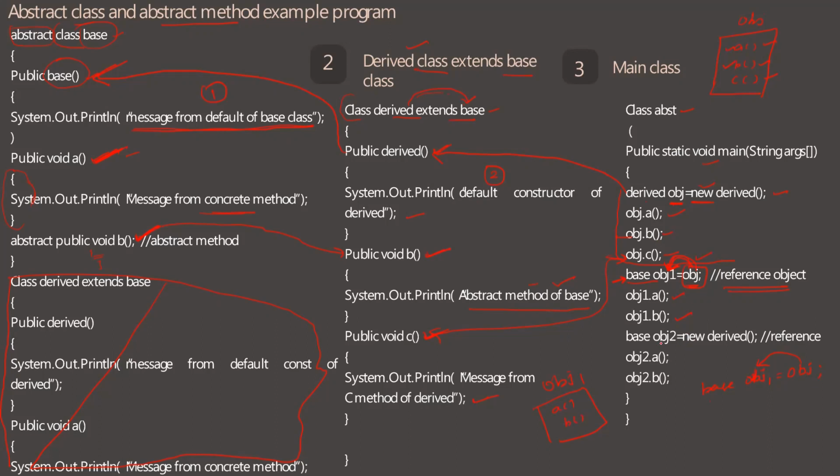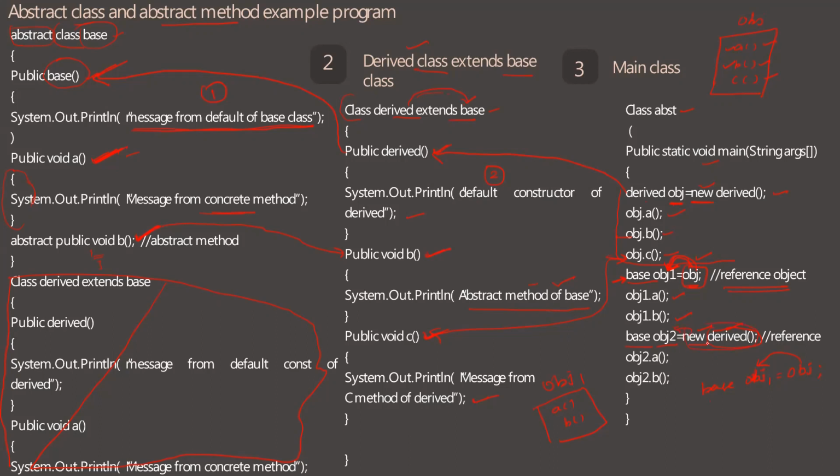One more way of creating a reference object is, you create Base obj2 equals new. You can't say Base, because Base is an abstract class where you can't create a dynamic memory location, right? So Base obj2 equals new Derived: you're creating a dynamic memory location for the derived class using the new keyword, and whatever memory you have created, you are assigning to obj2.